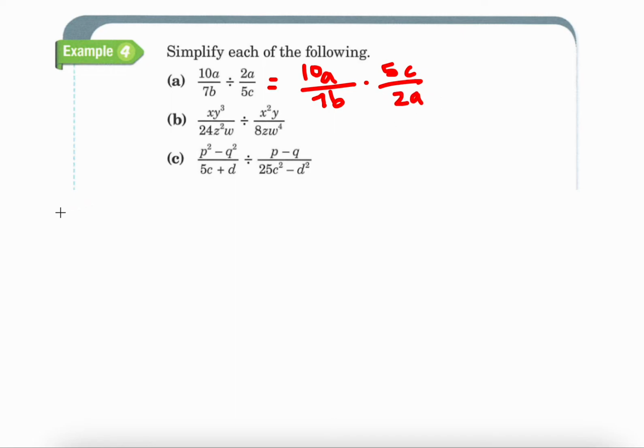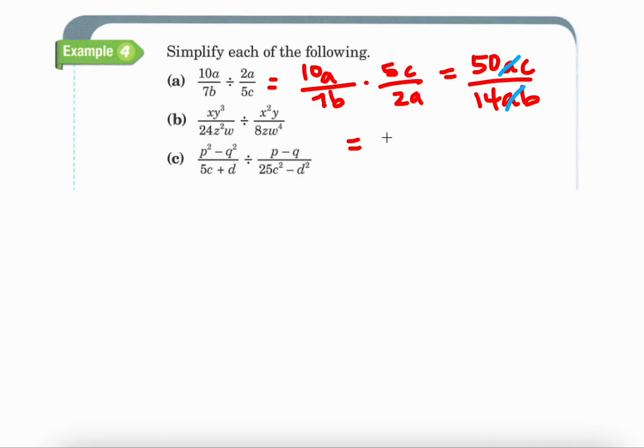All right, and then I can multiply across. So I have 50AC over 14AB. All right, I can go ahead now and cancel out these A's because I have one on top and one on the bottom. And then it looks like no other variables can be canceled out.